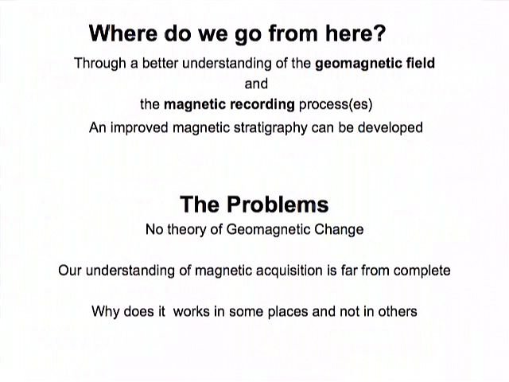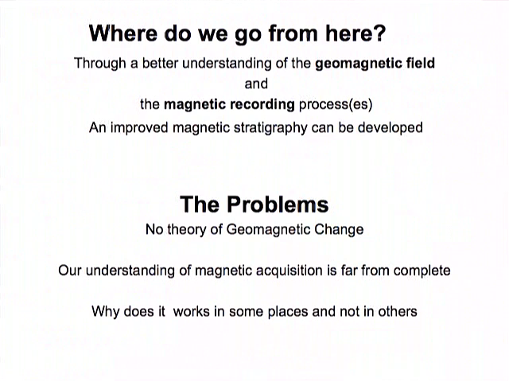Okay, so the question is, where do we go from here? This is where we are in terms of magnetic stratigraphy. We have these 4 different types of things we can use, and how do we improve upon this? How do we go further? How do we make better use of this? Basically, what we need to do is derive a better understanding of the geomagnetic field and the magnetic recording process. We should be able to improve magnetic stratigraphy.